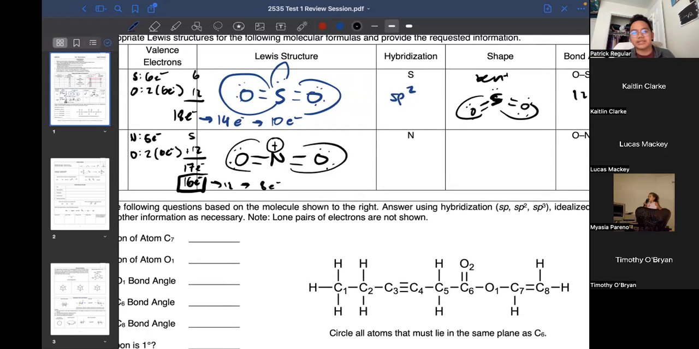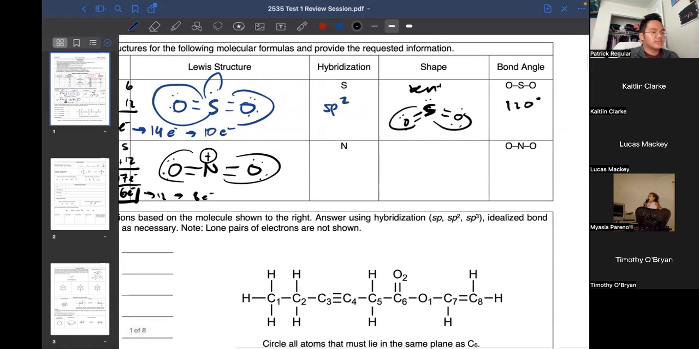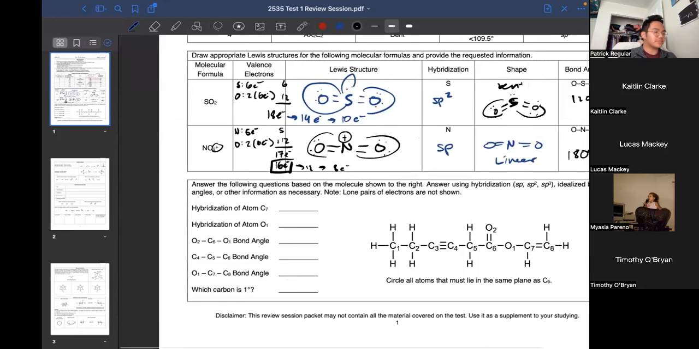So what hybridization is it? SP. Yeah, it's SP. That's just 2 bonds. It's really easy. I'm not going to quiz you guys on this. You guys know this. It's just going to be bent. Not bent, linear. And the bond angle would be? 180. Yeah, 180.